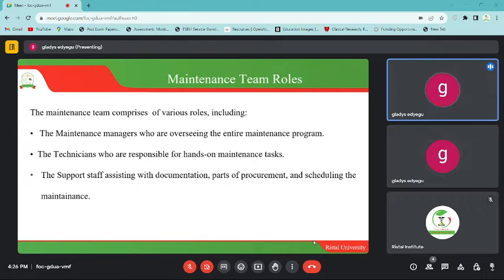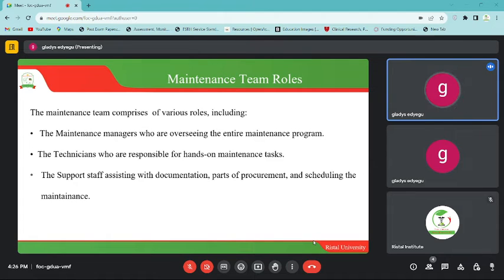These teams have their roles according to their different hierarchies. The maintenance managers' work is just to oversee the entire maintenance program, to see that the machine is repaired or maintained during servicing, inspecting, cleaning, and so forth. Then the technicians are responsible for doing the work itself. Their work is basically to address the issue, what has happened in the machine, the equipment or the system. Then the support staff may not be able to put their hands on to do the work.